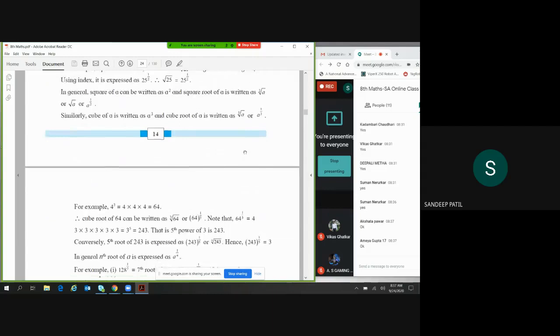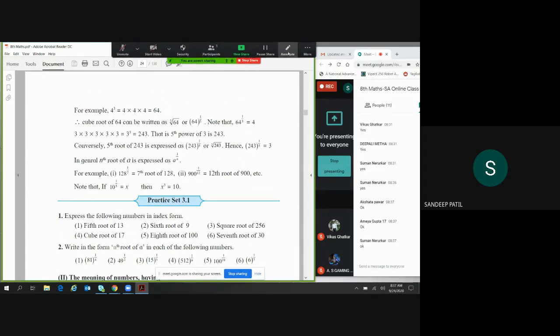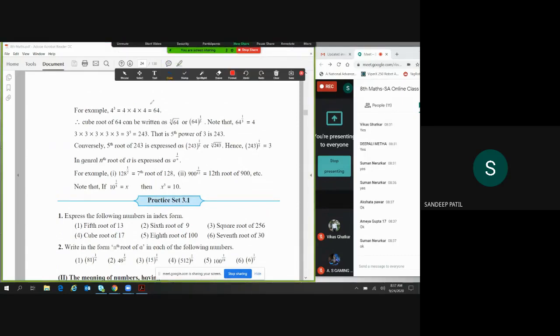And now we know what it means and how these are written, so let's see the example here. They have mentioned an example, let's look at it. So we know that 4 raised to 3 means 4 × 4 × 4. They have written this 4 three times, right? So what is the answer? 64.